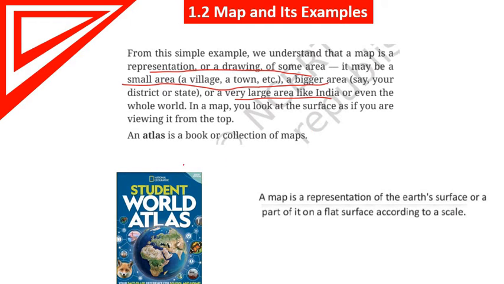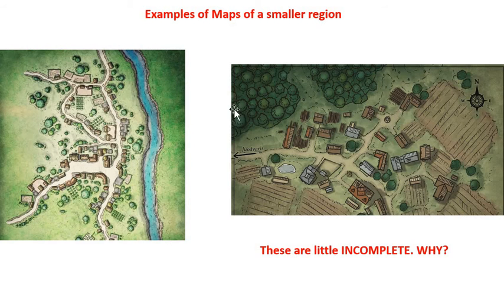Okay, now where have you seen these maps? You have seen them in the atlas. And what is an atlas? An atlas is a book or a collection of maps. Fine. So let us again recap. A map is a representation of the earth's surface or a part of it on a flat surface according to a scale. Now here come the minor details. Scale, we will talk about it in a few minutes. But before that, let's see some examples of smaller regions.